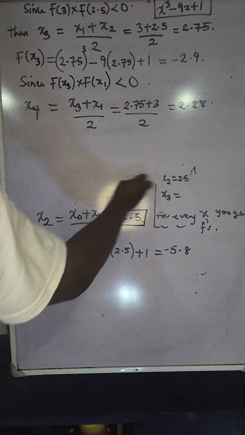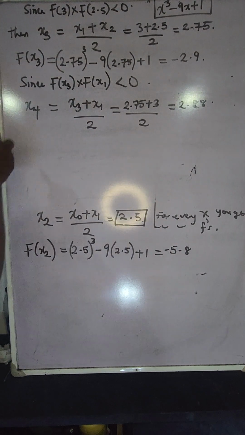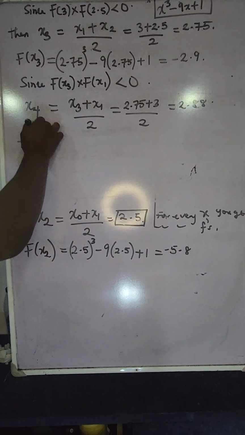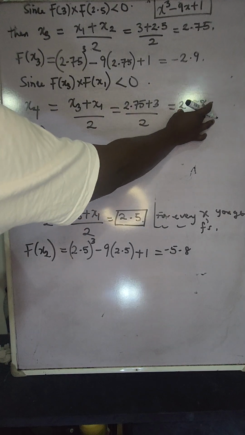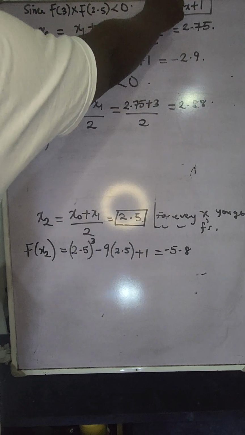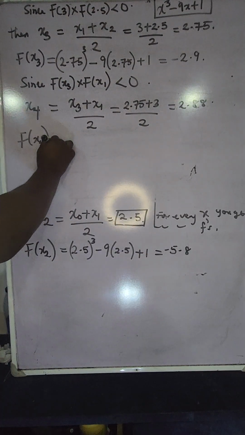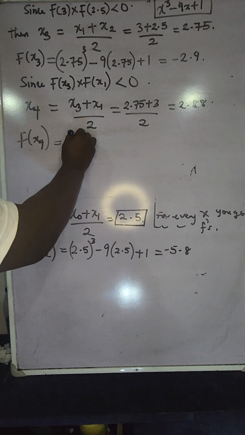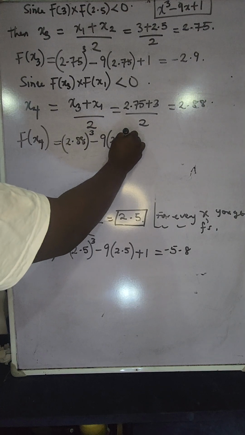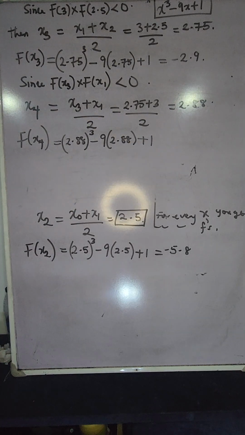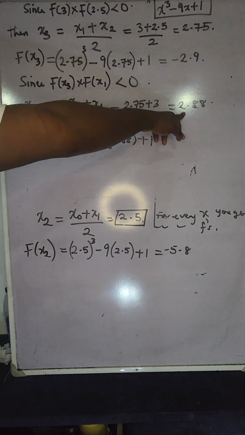So the next thing that will occur to us to do is to find f of x4. F of x4, which means placing this newborn baby that you just got into the parent equation where the problem started from. And so you say 2.88 all to the power of 3 minus 9 into bracket 2.88 plus 1. So this is where I chip in something. I said you must mind what the question says. If the question says at 4 iteration, you stop at x4. This will be your answer at 4 iteration.